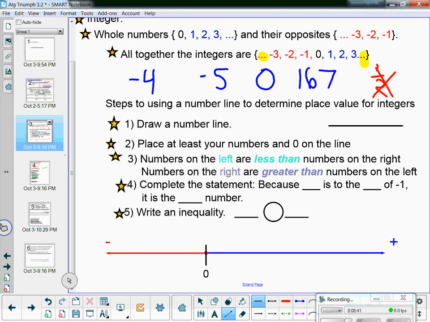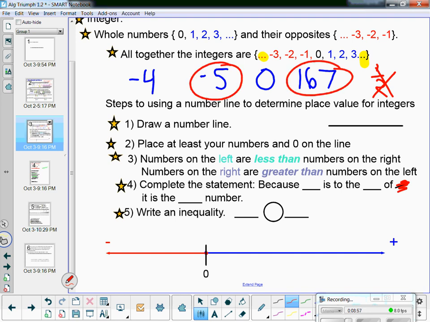Finally, write an inequality. Hey, it's your computer screwing up again. We're going to ignore it. So let's do an example. Let's use the numbers negative 5 and 167. So here's 0. What do I know? Well, I know that negative 5 is over here and 167 is way over here. Okay, I drew my number line. I placed my values and zero on the number line. Let's look. Which number's on the left?